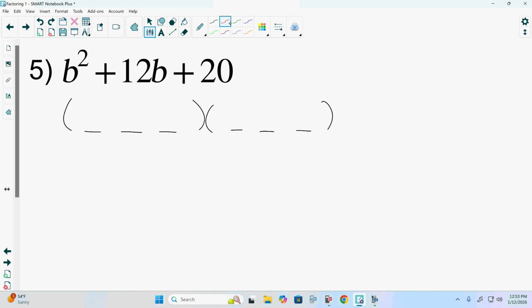Our 2 sets of parentheses with 3 spaces. Got it. Step 3 is to find the sign. So we're looking for the sign. We're going to check the third term. If the third term is positive, the signs are the same and match the sign of the middle term. If the third term is negative, the signs are opposite. Here, the third term is positive, so the signs are going to be the same and match the sign of the middle term, which is also plus, so we have plus and plus.